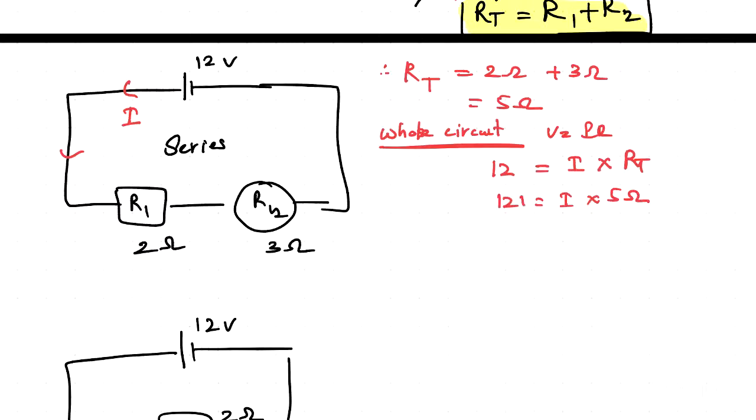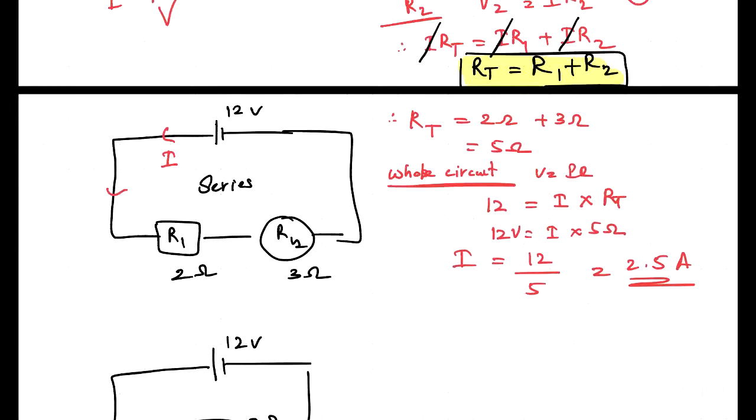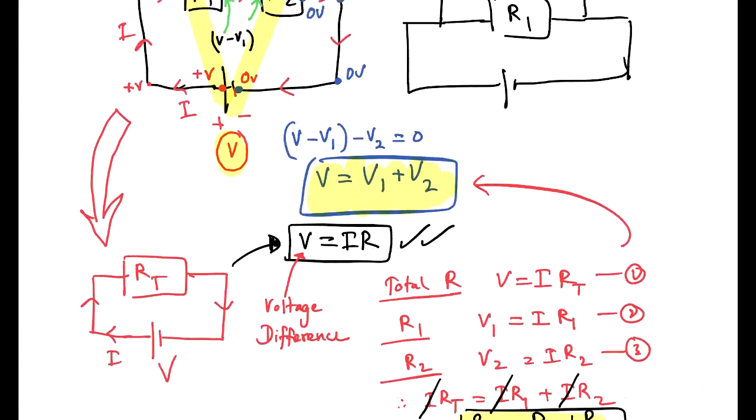So always remember when you are applying data points, use the units as well. Otherwise, you will lose marks, actually. Better to grab those. So the current will be equal to 12 over 5, which is going to be 2.5 amperes, something around 2. So this is how we calculate for the series system.